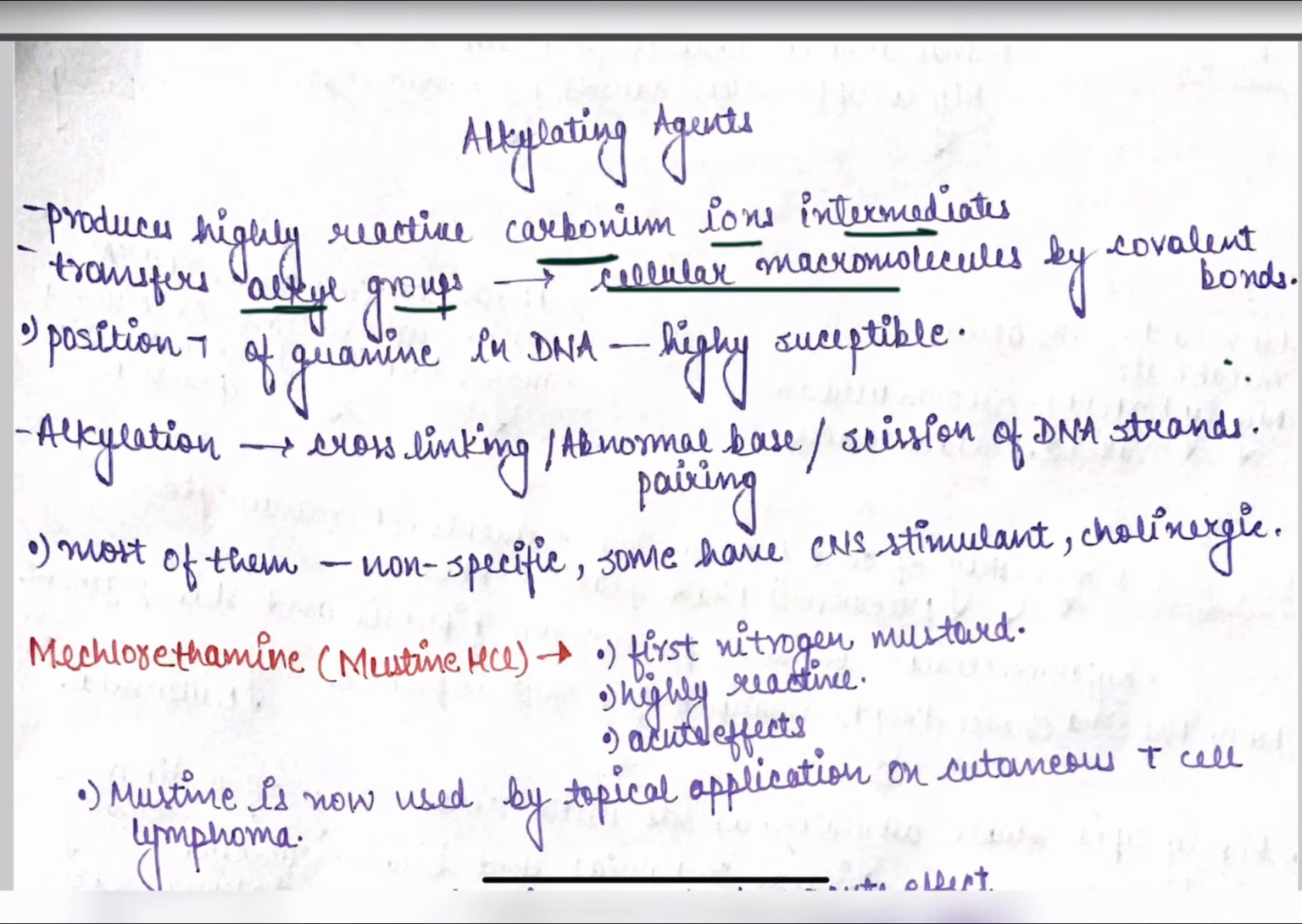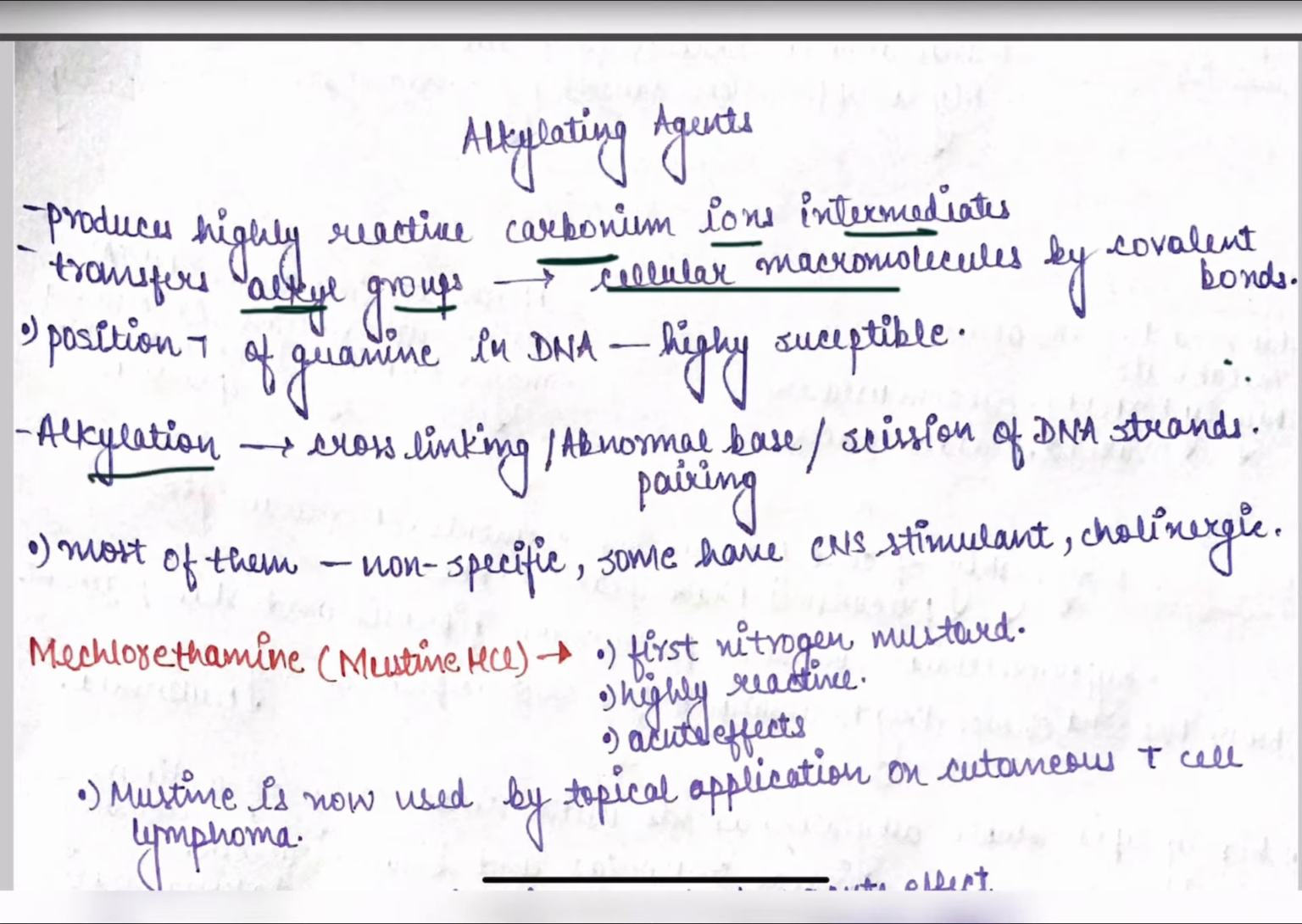And position 7 of guanine in DNA is highly susceptible, though other molecular sites are also involved. So how do they do this? Because alkyl groups are devoid of hydrogen atoms, so they will bind to the free hydrogen atom which is present at N7 of guanine, okay?